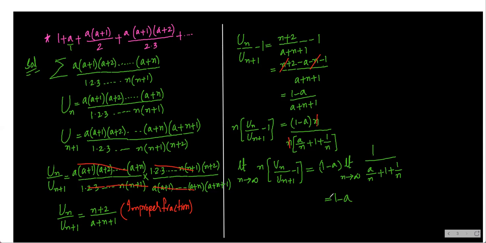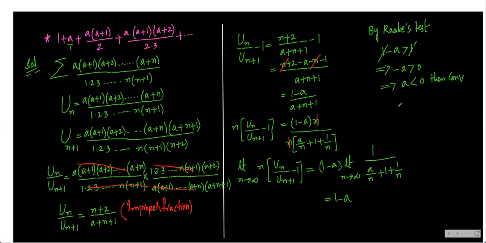So by Raabe's test, see, if this value is greater than 1, then only convergent, no? 1 minus a greater than 1. This implies that 1 and 1 cancelling on both sides, minus a greater than 0. If you multiply minus on both sides, a less than 0, inequality will change, right? Then convergent.